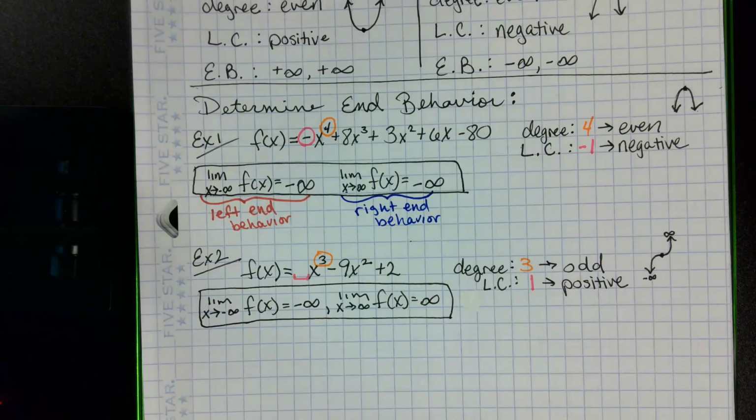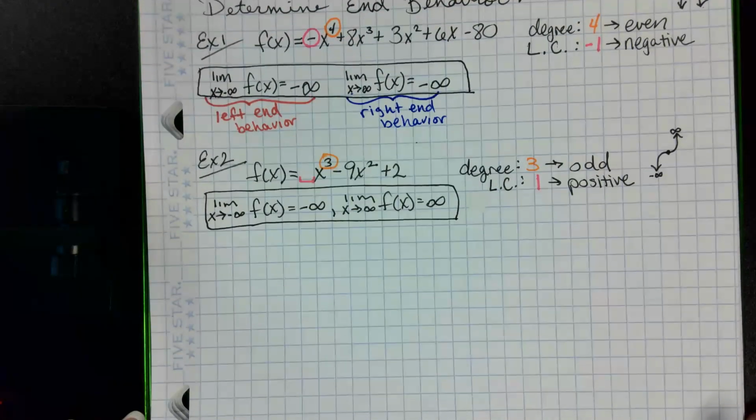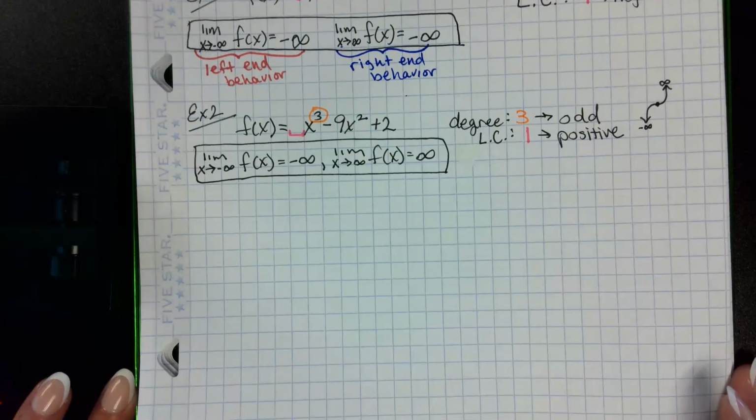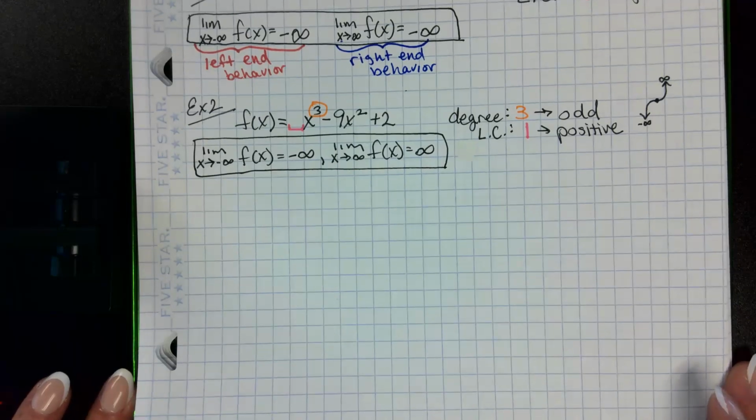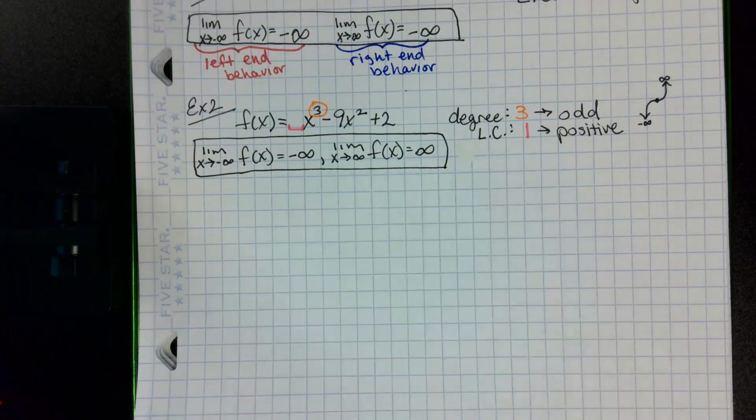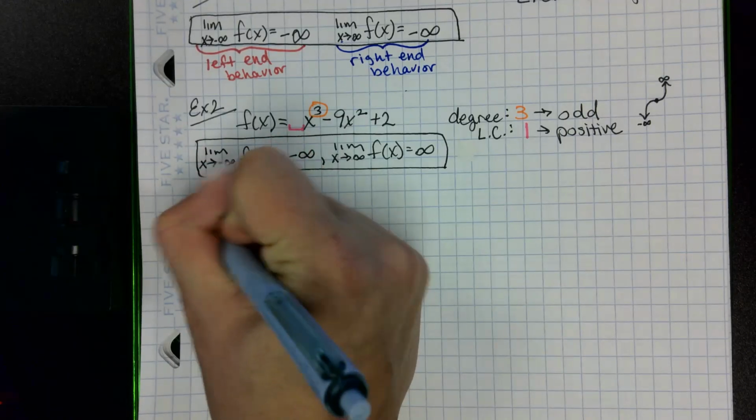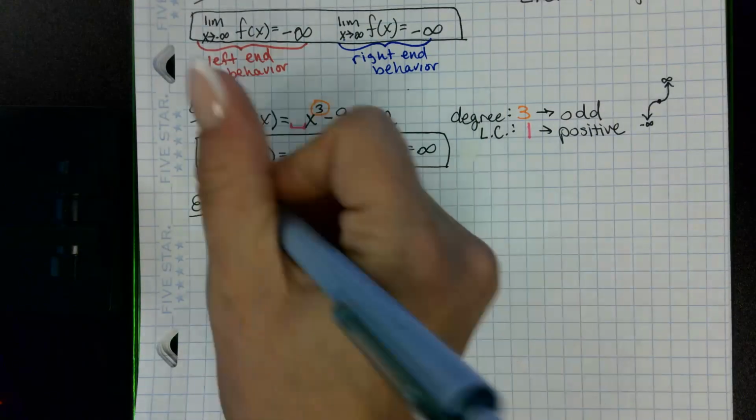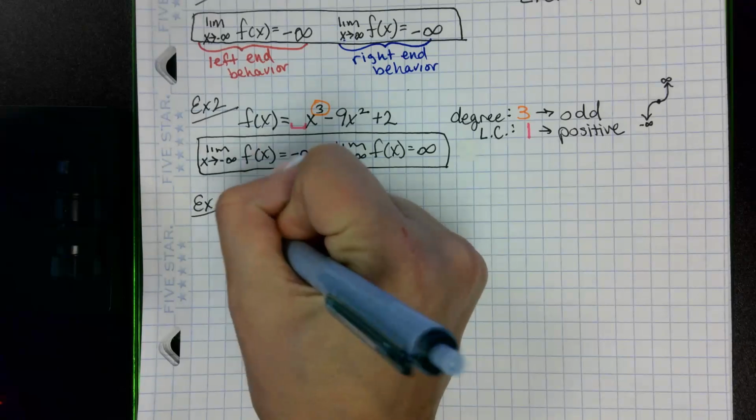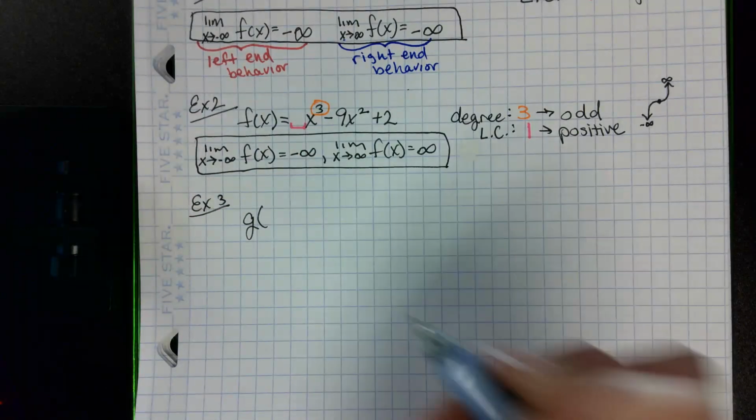So the end behavior will be either negative or positive infinity most of the time. Okay? Then we have the rest of the time, when it's not a positive or negative. Rational functions can be tricky. This one's going to be a g of x. Same instructions, determine the end behavior.